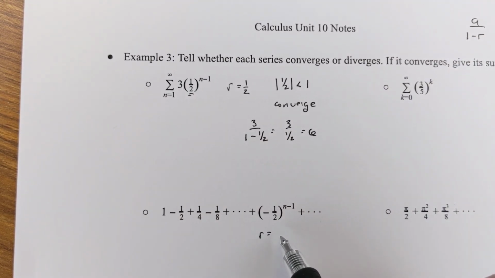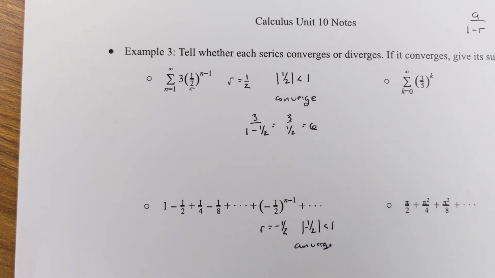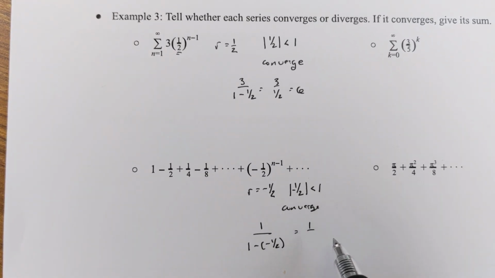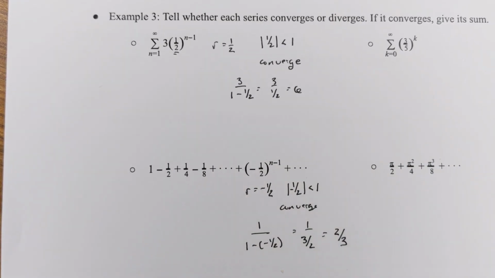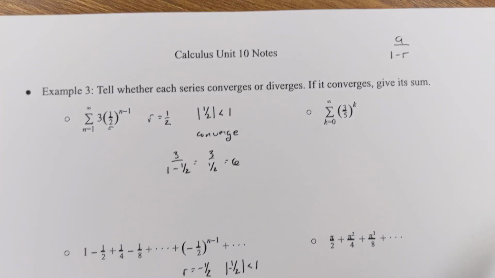So here, our r value is -1/2. So the absolute value of -1/2 is less than 1, so this will converge. For this problem, our a value is 1, because it's 1 in front here. So 1 over 1 minus -1/2, which is 1 over 3/2, or 2/3. So this series will converge to 2/3. If you add up all of these fractions, they'll level off at 0.6 repeating.